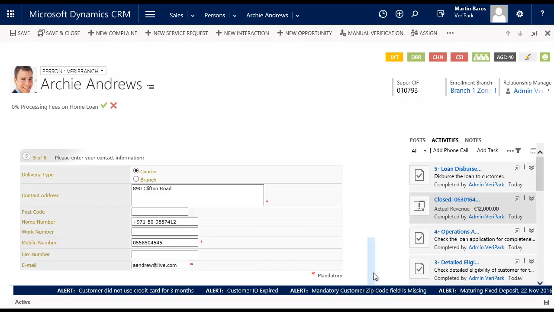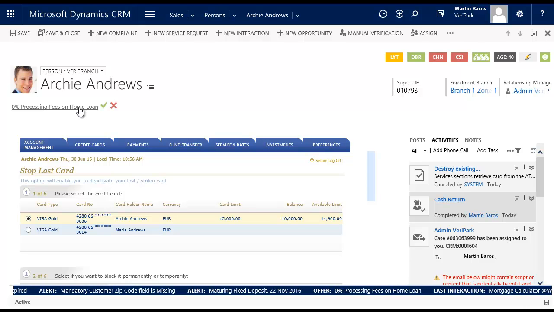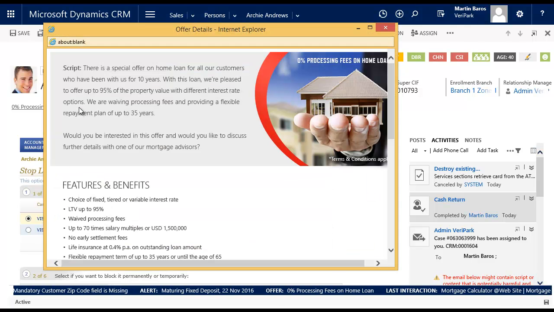Now the agent can see that the next best action is showing an offer for the customer. So the agent informs the customer that there are some offers for him and whether he would like to hear about them or not, and the customer agrees to hear about the offers. So the agent opens up the offer details, which shows a script along with terms and conditions.